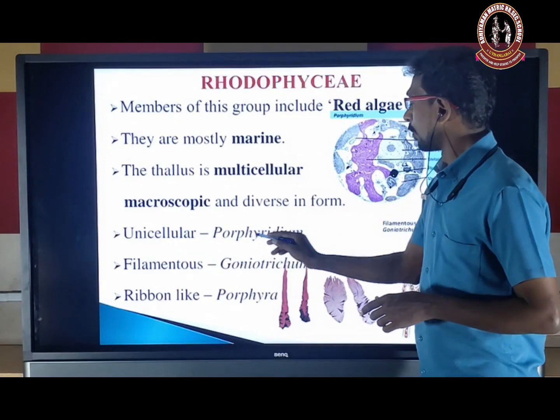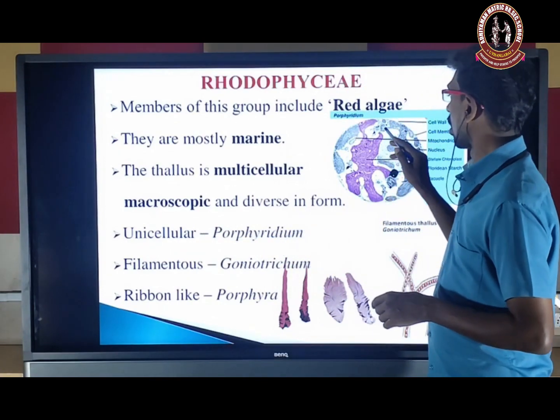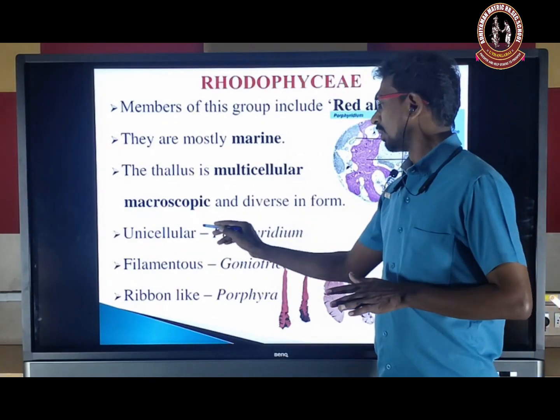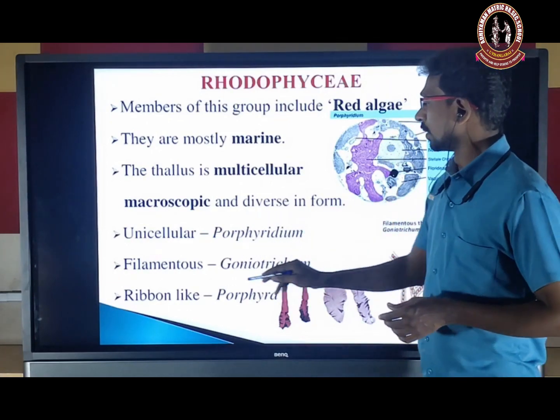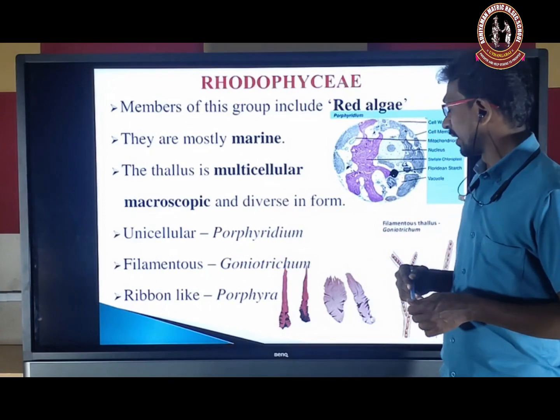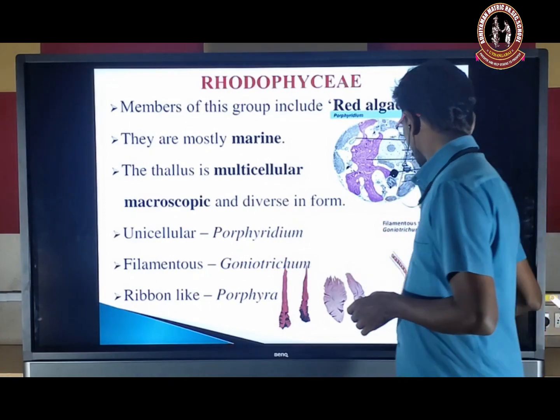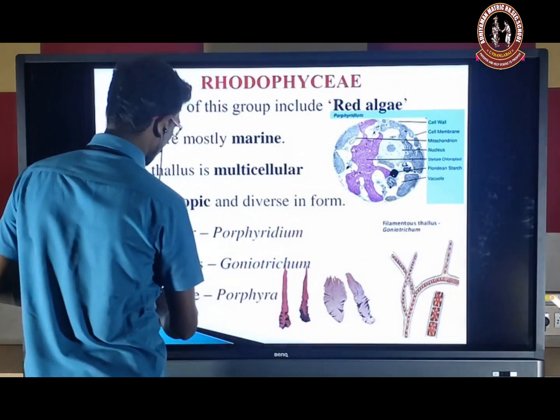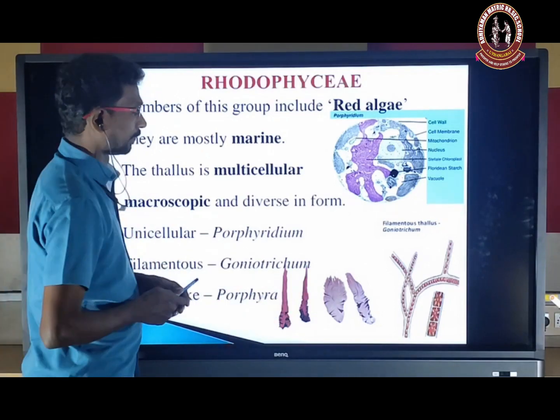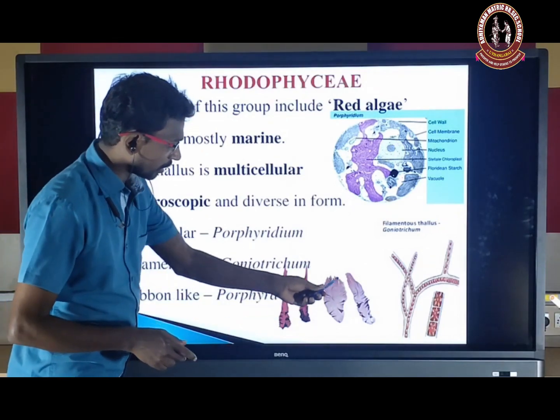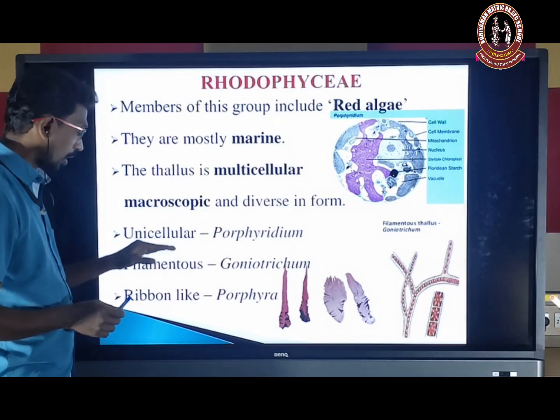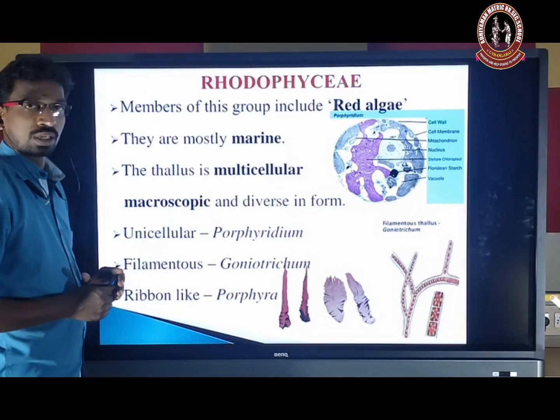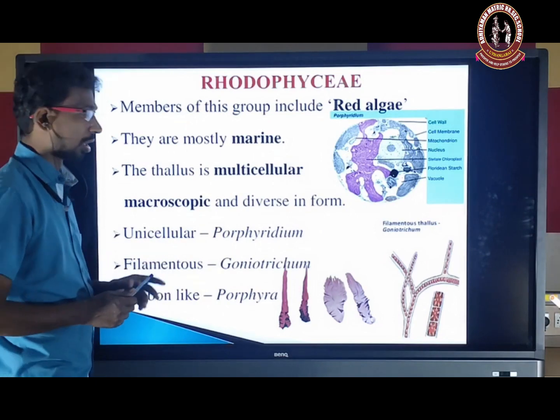Unicellular form: Porphyridium. That is a unicellular alga, and it is very important. Give an example for unicellular algae: Porphyridium. Filamentous form: Goniotrichum. Ribbon-like structure: Porphyra. So it is diverse, from unicellular to multicellular, with filamentous and ribbon-like structures all present.